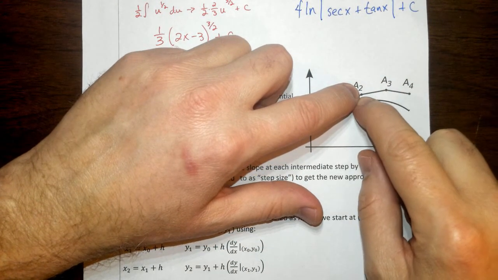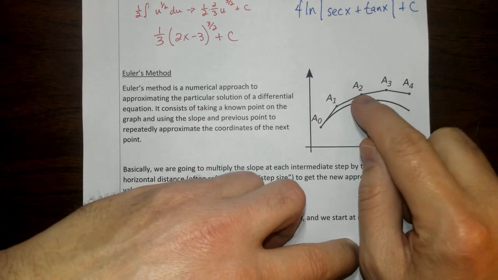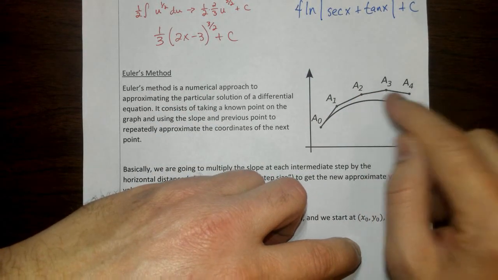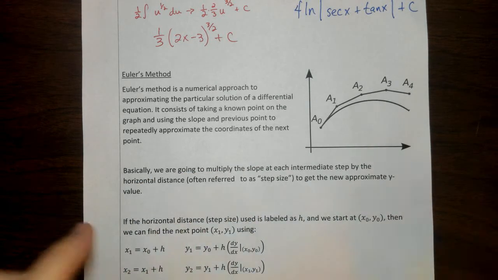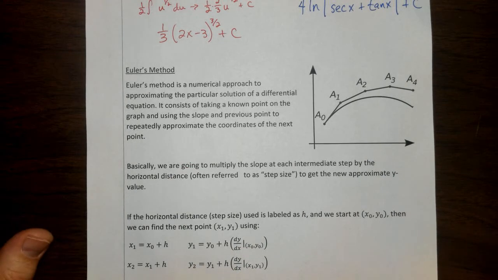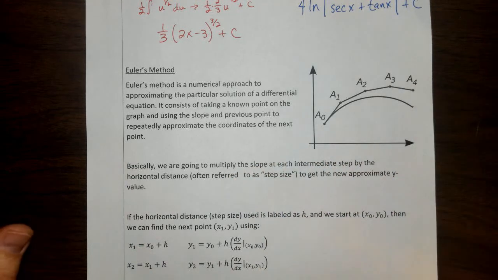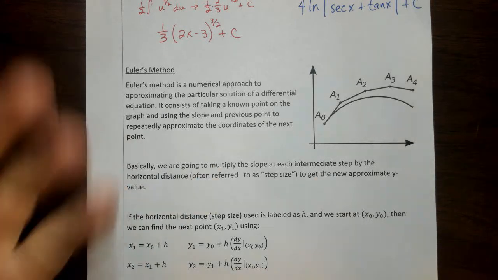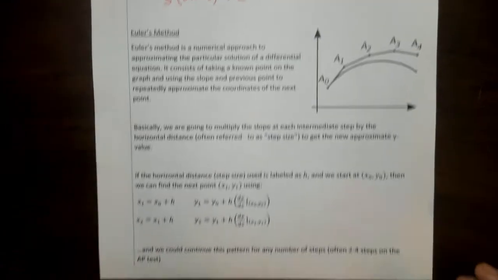And then from here, right, here's our approximation. We take the slope of the tangent again, boom, and that's going to kind of balance us off here, and then again we can keep repeatedly doing this. Basically what we're doing here is we're going to multiply the slope at each intermediate step by that horizontal distance, and work our way across in order to get a new y value, and use that y value in the slope to get a new y value, and so on. It's just repeated calculation of what we've got.